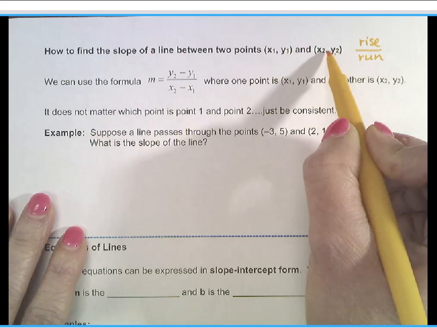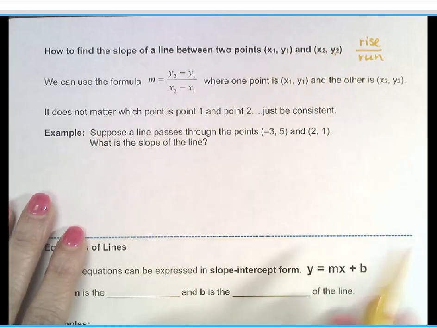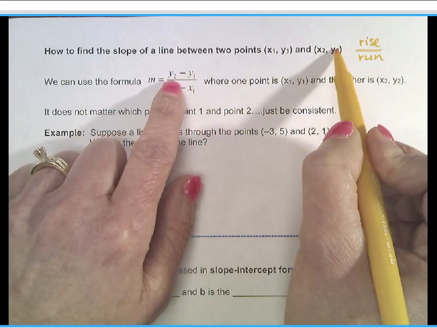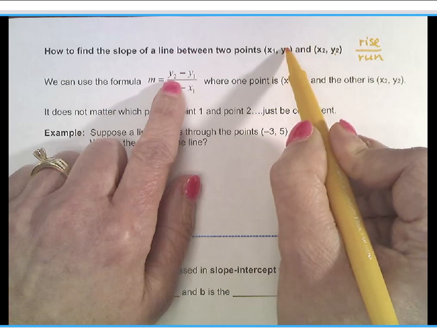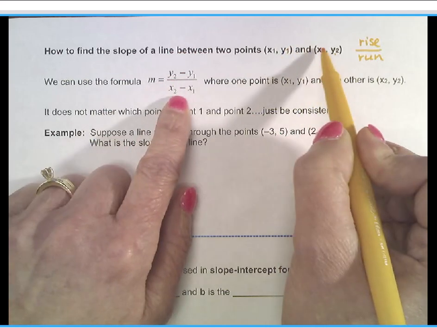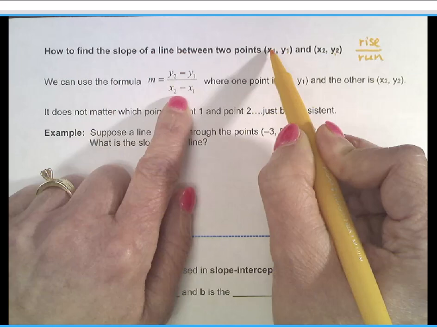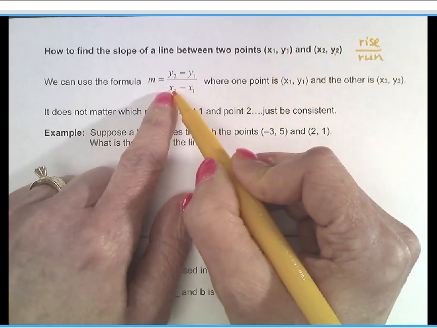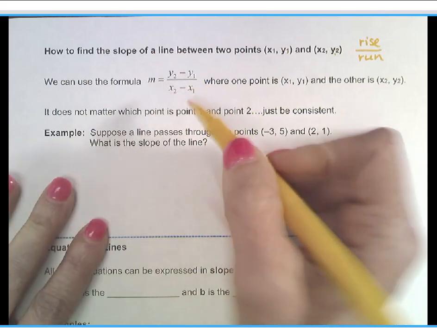Do you start with point 1 or point 2? It doesn't matter, but you just have to be consistent. So we did y2 minus y1, so second y value minus the first y value, over the second x value minus the first x value. So you see how it's consistent? 2 subtracts 1, 2 subtracts 1. You just need to be consistent.